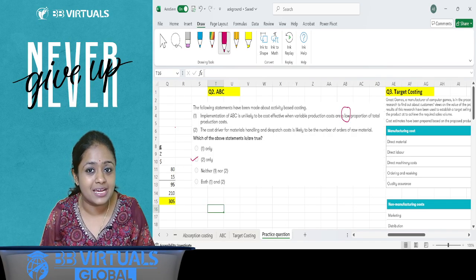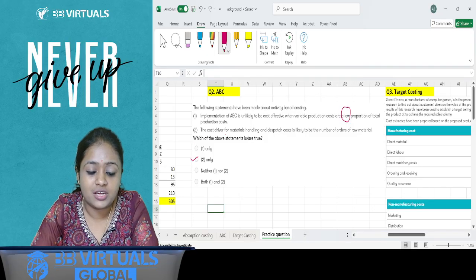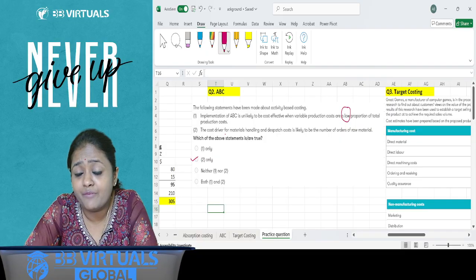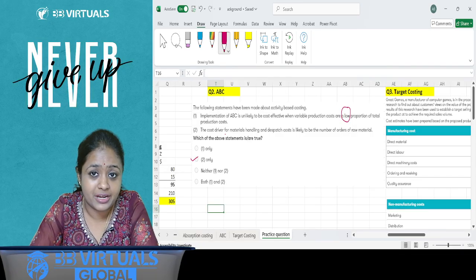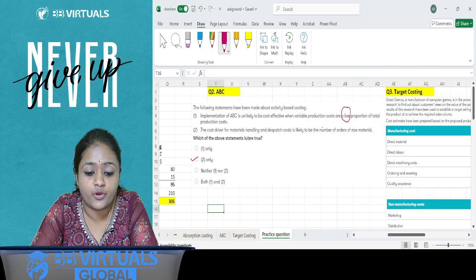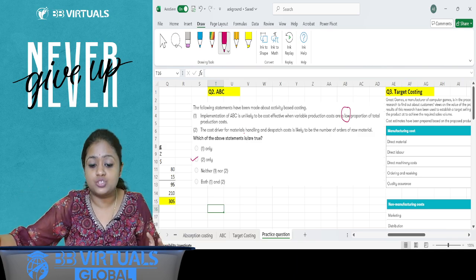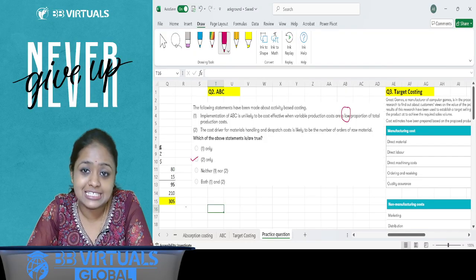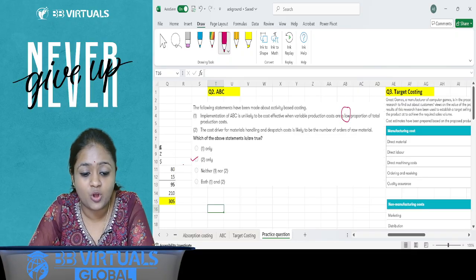Statement number 2 is correct. What is the cost driver for material handling and dispatch cost? See, we can have multiple cost drivers, right? Not a fixed cost driver only. We can have a production run as well as the number of orders of raw material, because the number of orders of raw material will also affect the material handling. The more the orders, the more material is to be handled and more material is to be dispatched, right? So therefore, yes, it is a correct option, and hence only option 2 is correct.